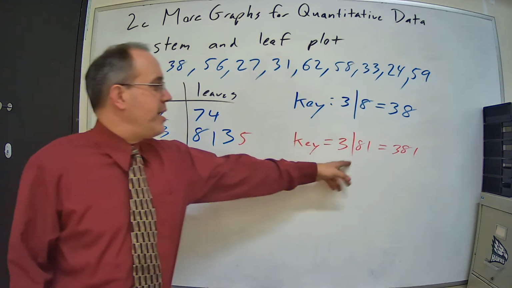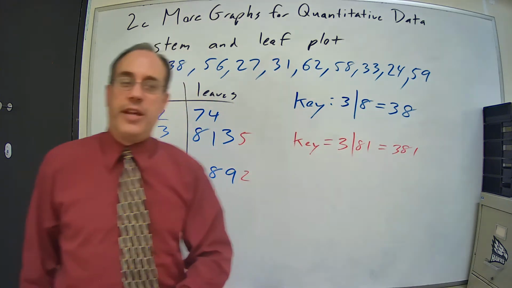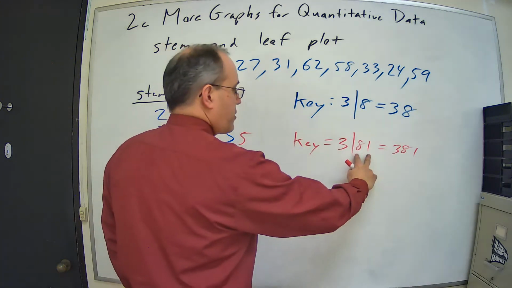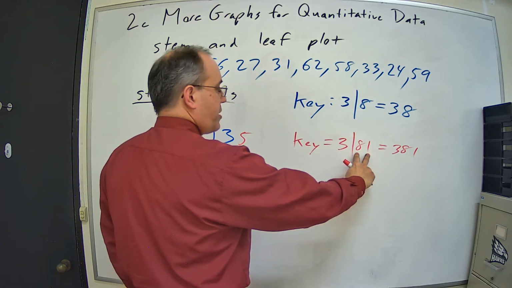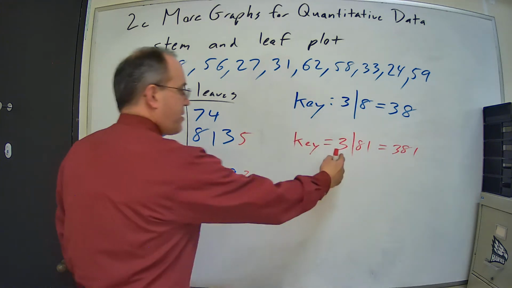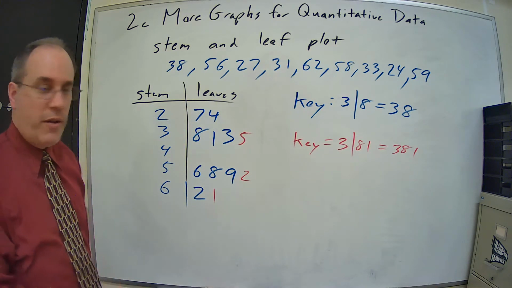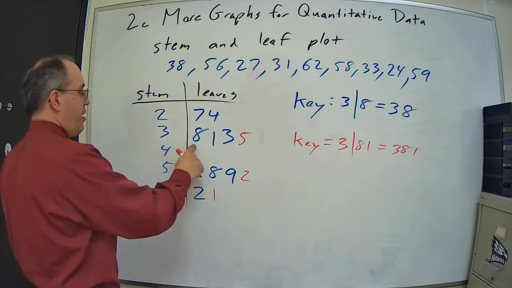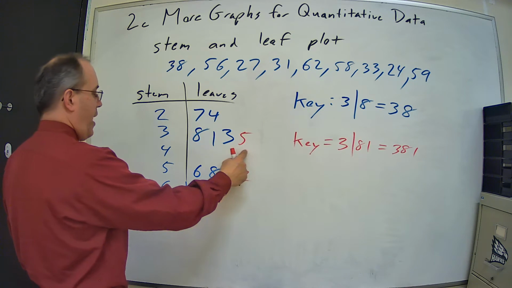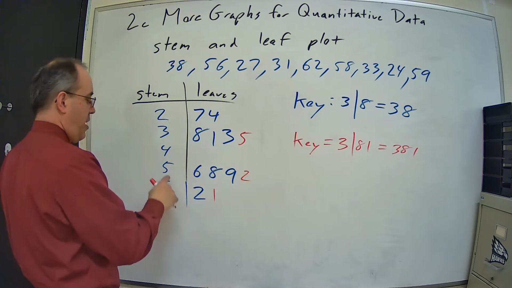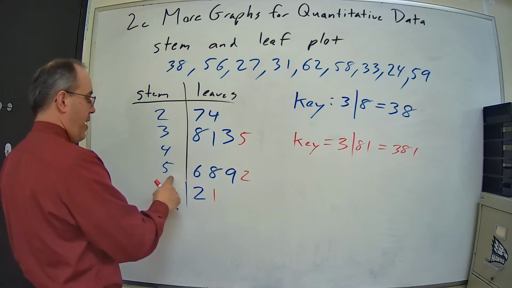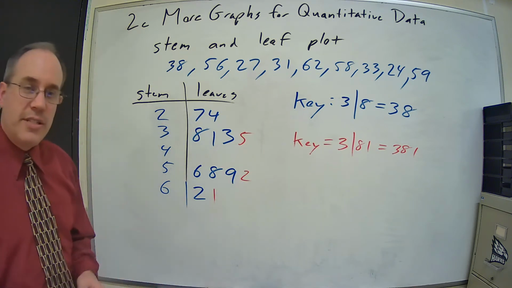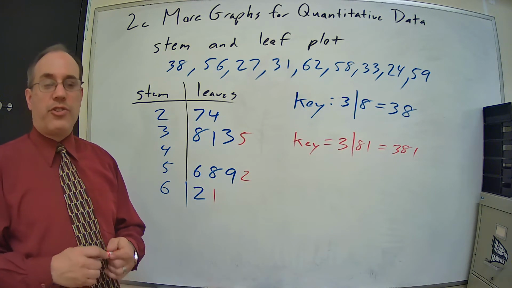So I have a key of 3 | 81 is equal to 381. Now what this key is telling me is that the leaf is going to consist of 2 digits, the tens and ones place, and the stem is going to be the hundreds place and higher. So using this key, we have 274, 381, 335, nothing in the 400s, 568, 592, 621. So you can see that the key determines how we read it.